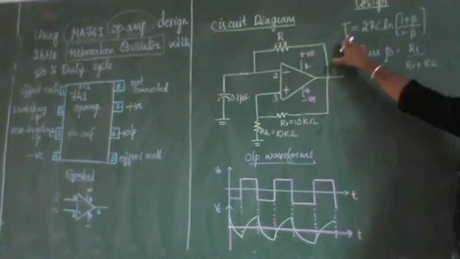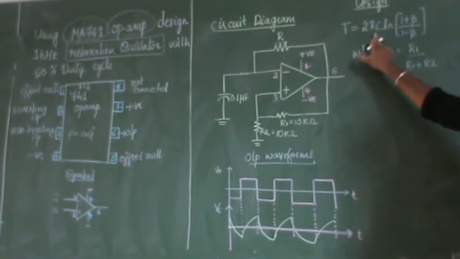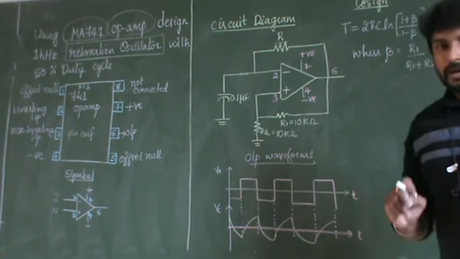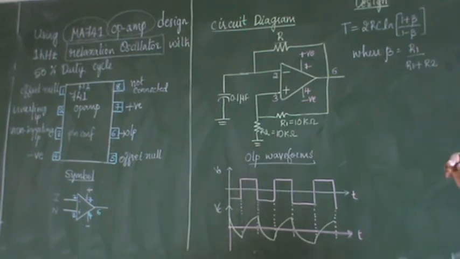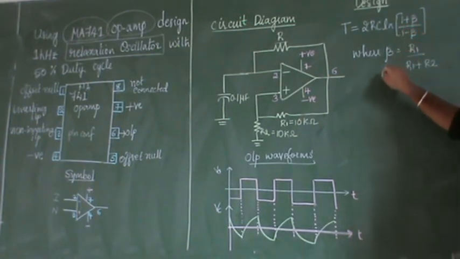T, capital T, is the time, which equals 2 into resistance into capacitor, RC, natural logarithm ln of (1 plus beta) by (1 minus beta). Beta is a special symbol. So this is 1 plus beta and 1 minus beta. What is beta? Beta is given by the formula R1 by R1 plus R2.